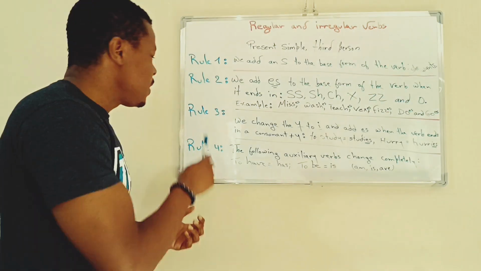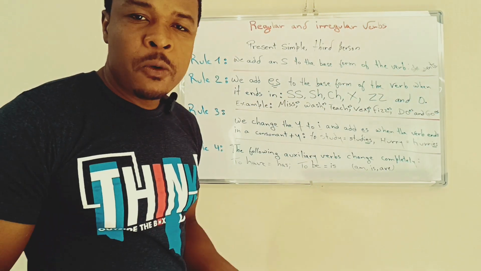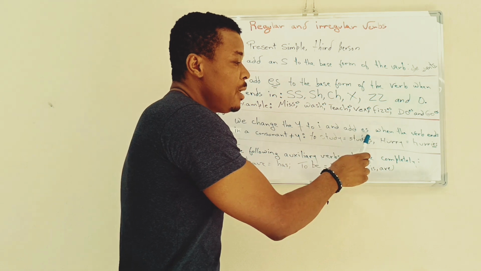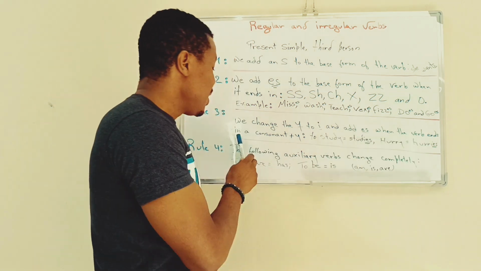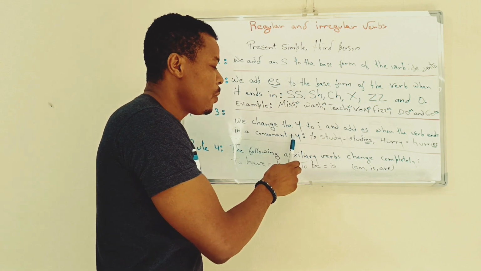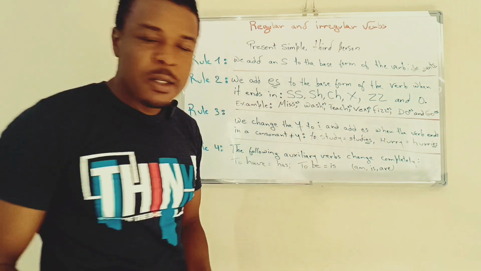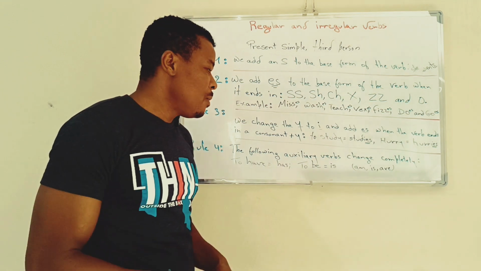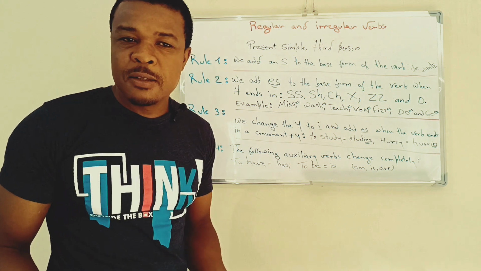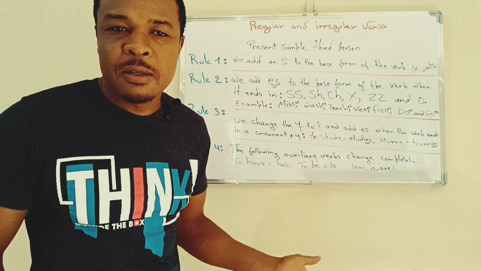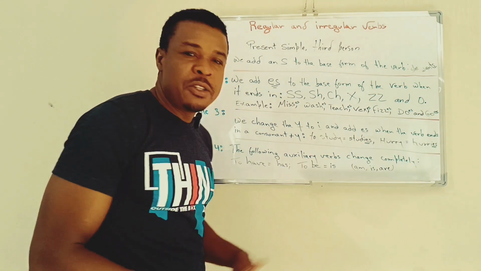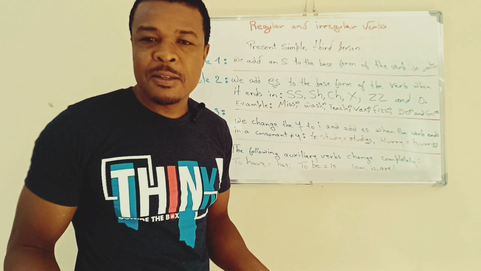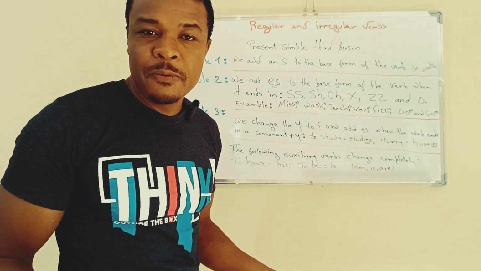So let's go with the third rule. For the third rule, we change the y to i and add es when the verb ends in a consonant plus y. For example, to study. You see, we got studies. For example, I study, she studies. She studies medicine. I study modern languages. She studies medicine. He studies. It studies.